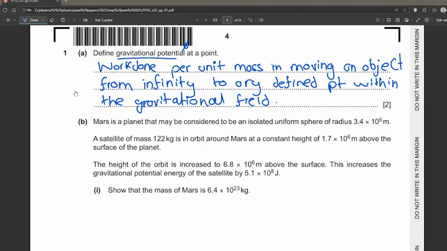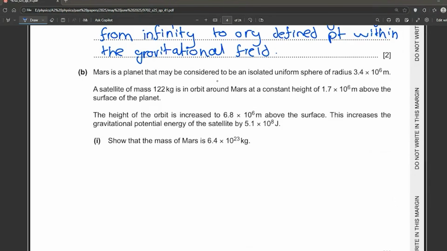Let's further move ahead. Now, Mars is a planet that may be considered to be a uniform sphere of radius this. A satellite of mass 112 kg is in orbit around Mars at a constant height of 1.7 times 10 raised to the power of 6 meters above the surface of the planet.